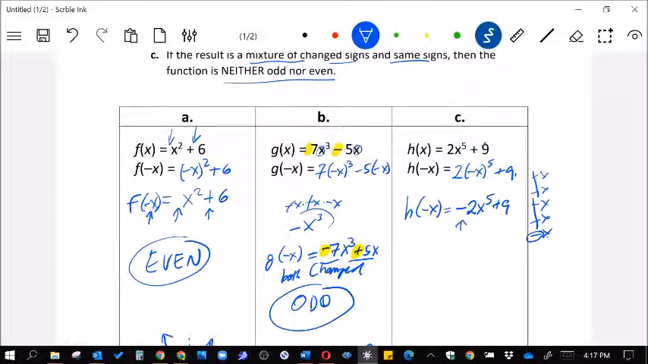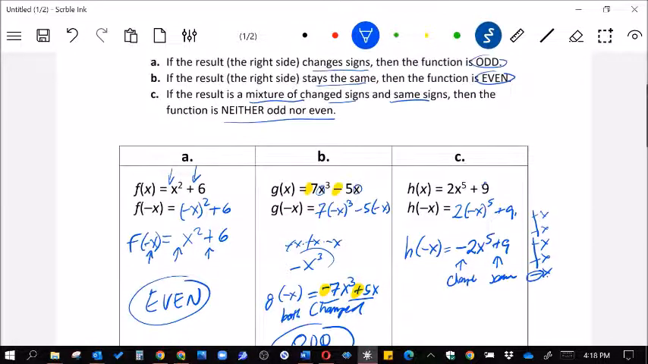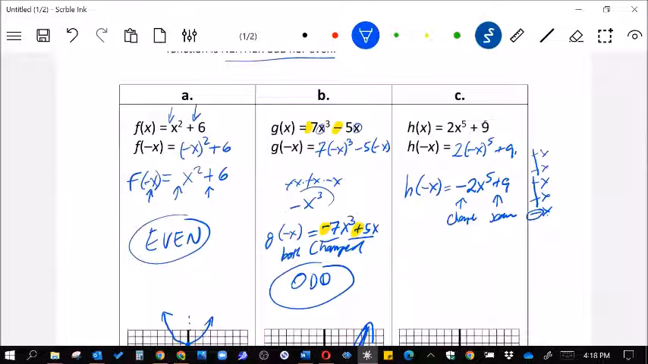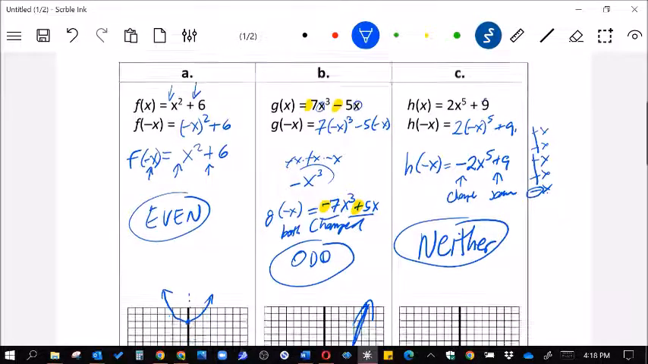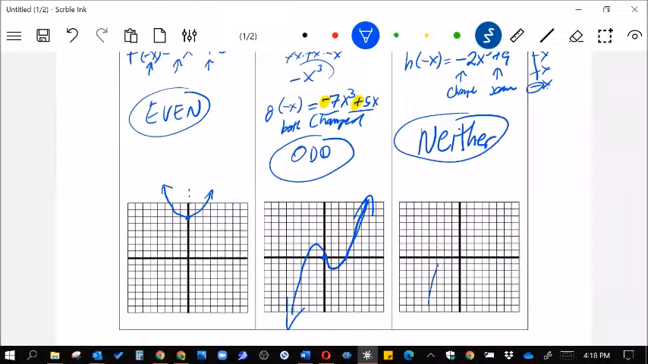And in this case, changed. And in this case, same. So this is the case where it's a mixture of changed signs and same signs. So we'd say neither even or odd. Okay. So the way that one graphs is approximately something like this here.